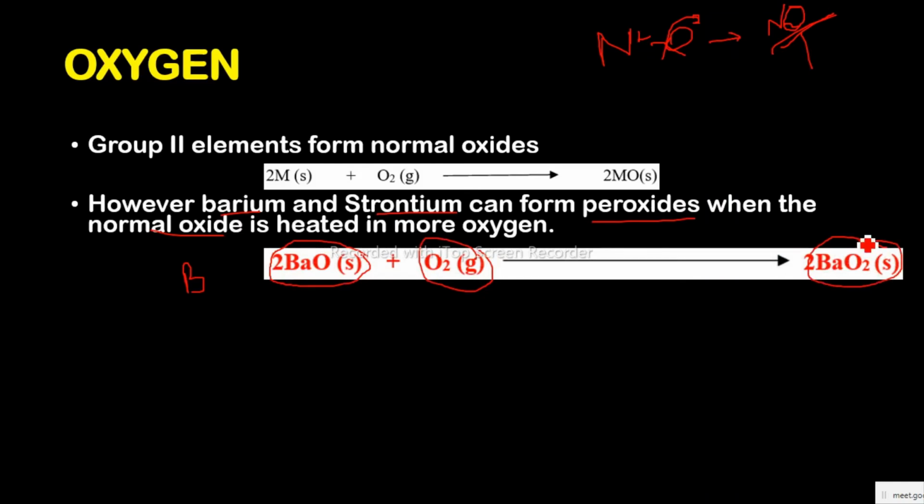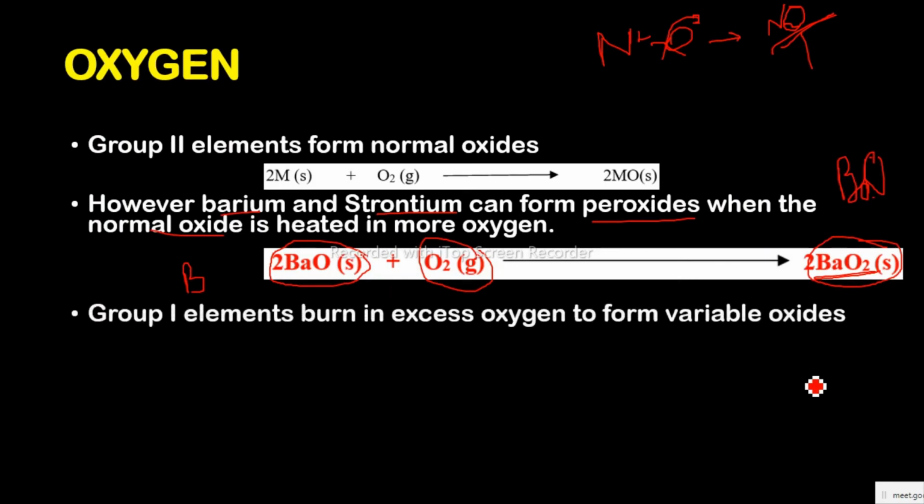Now, the normal oxide of barium is just BaO, where this barium is in the +2 oxidation state. But you see, this is a peroxide. And the reason is simple. I remember I've explained this, but we shall talk about it more.